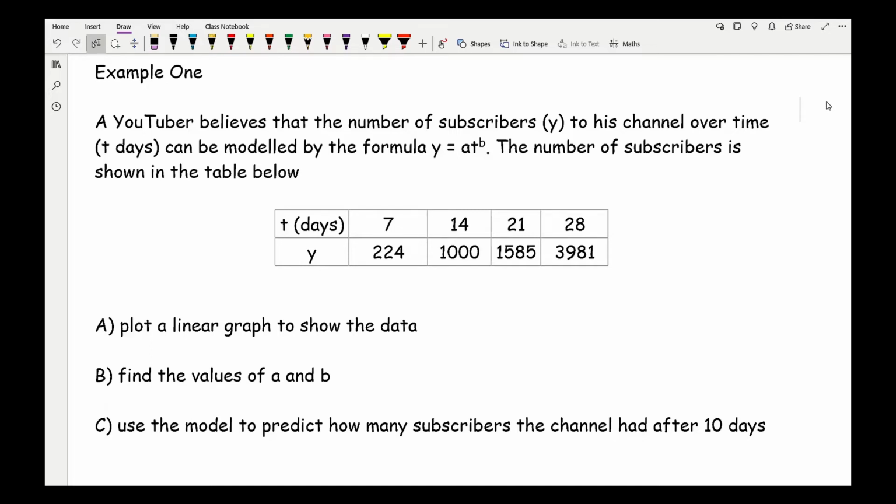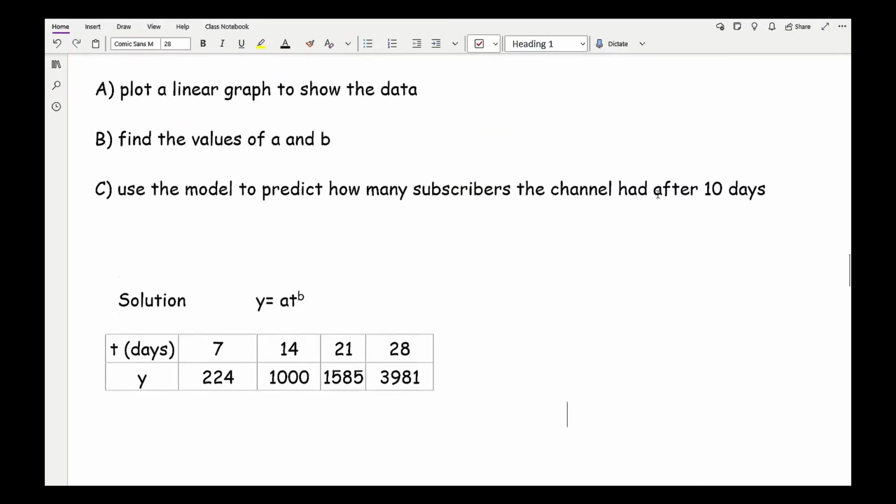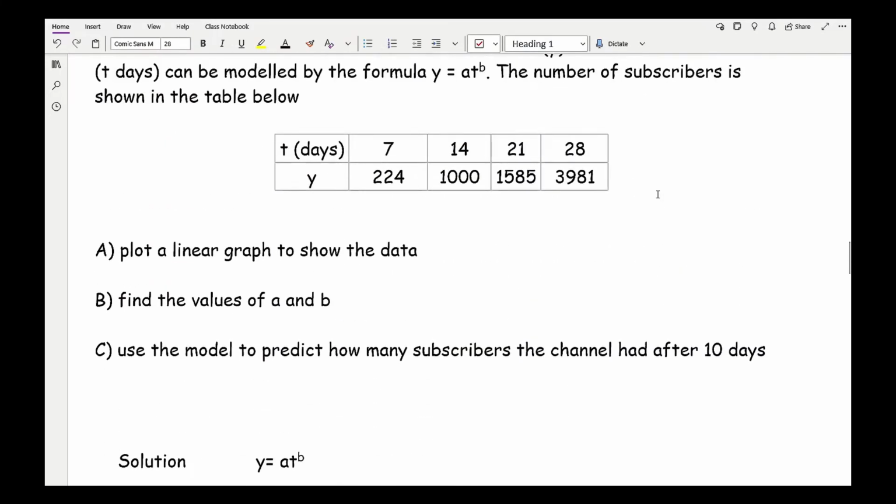And then C is use the model to predict how many subscribers the channel had after 10 days. So let's go about working through this particular question. Working through the solutions for question A, if I just go back to it, question A says plot the linear graph.